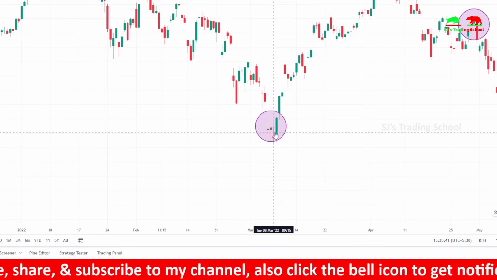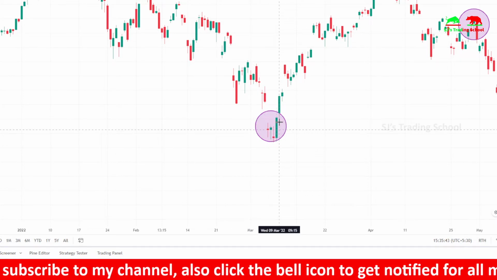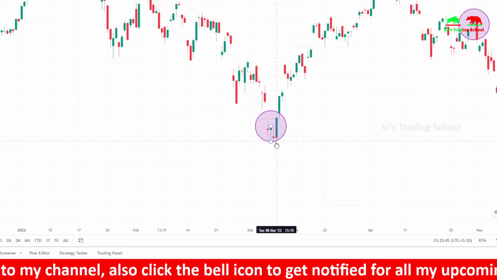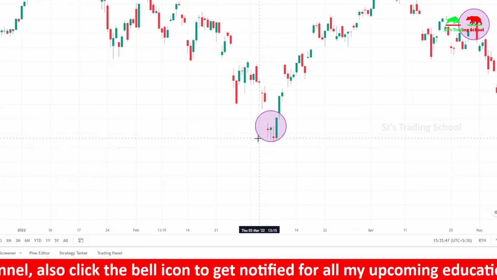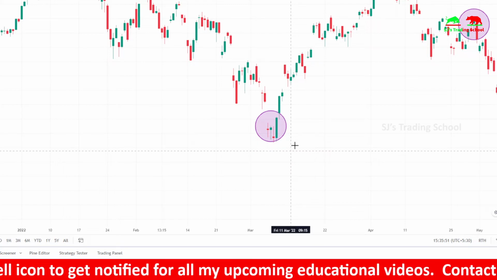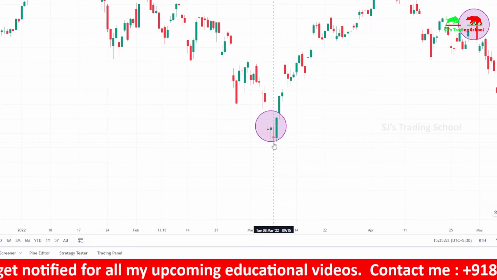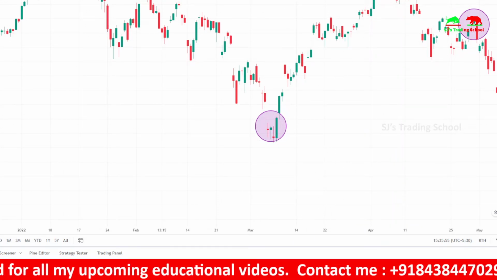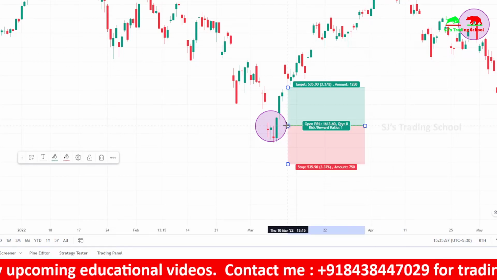But the spinning top and the hammer have failed. Only the inverted hammer has been successful. If you had taken an entry based upon the hammer candle, you would have taken a loss. But if you had taken an entry based upon the inverted hammer, you would have taken a profit. You see, the risk to reward ratio is here.